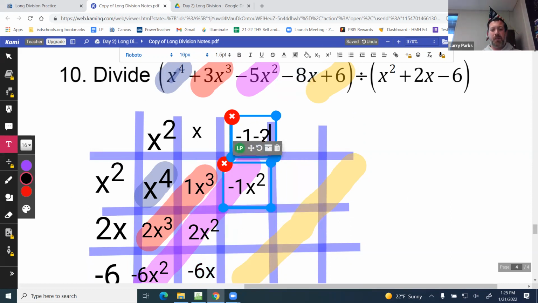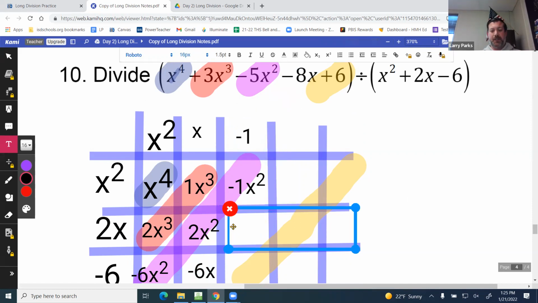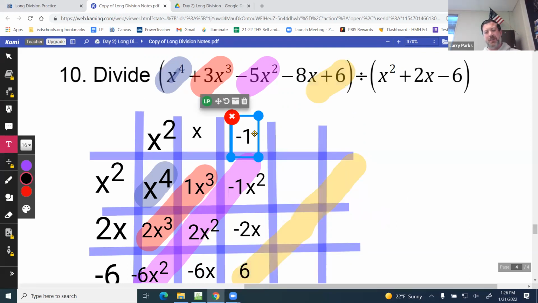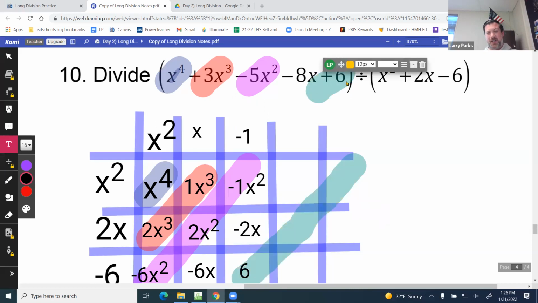What did I do? Oh, over here, negative 2x. Negative 1 times negative 6, that'd be 6. All right, now look at that. We have our 6. We don't need to add anything else. Because we're not adding anything else, and we're at our lowest numbers, we can't go any lower than a number, a constant. So because this is 6 and that's 6, we have no remainder.